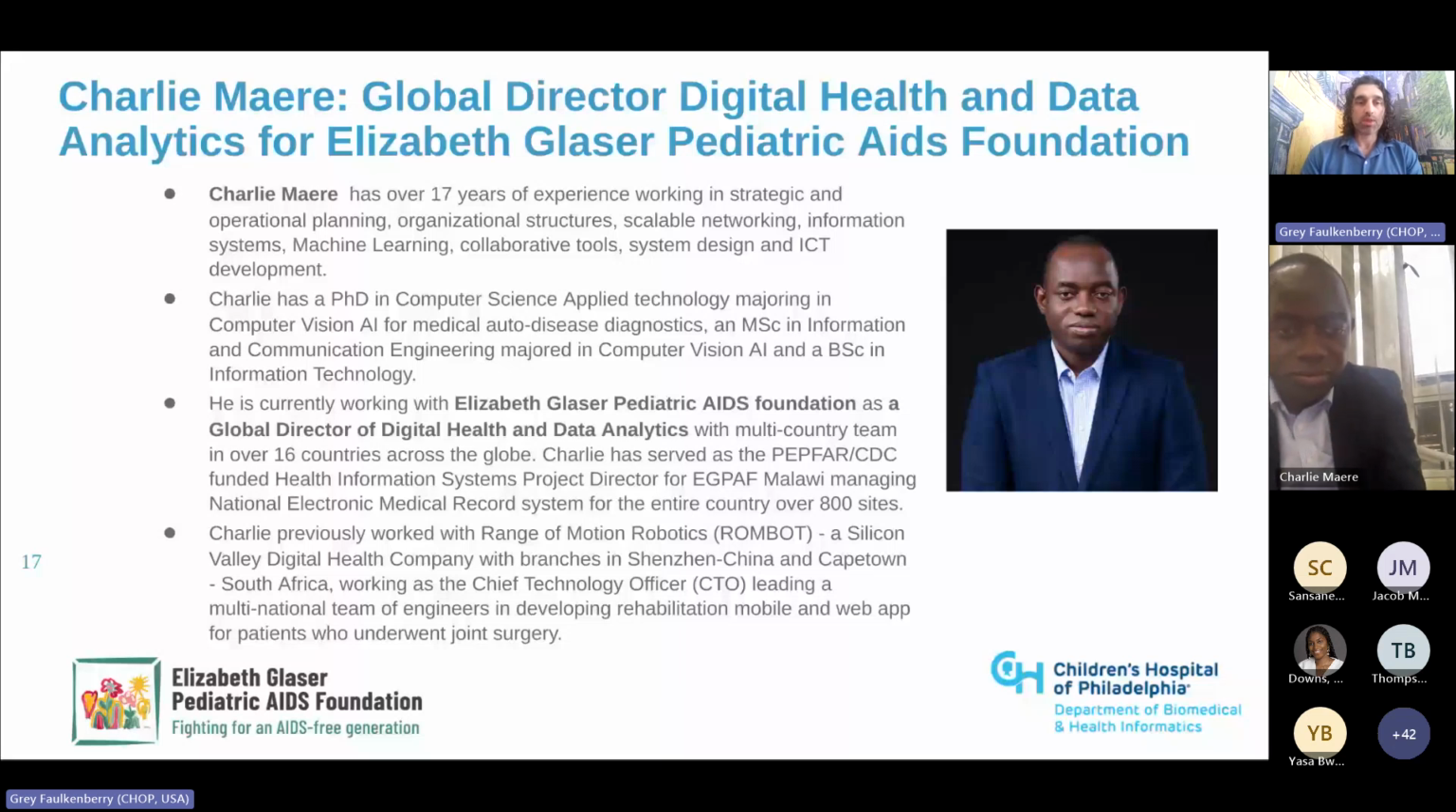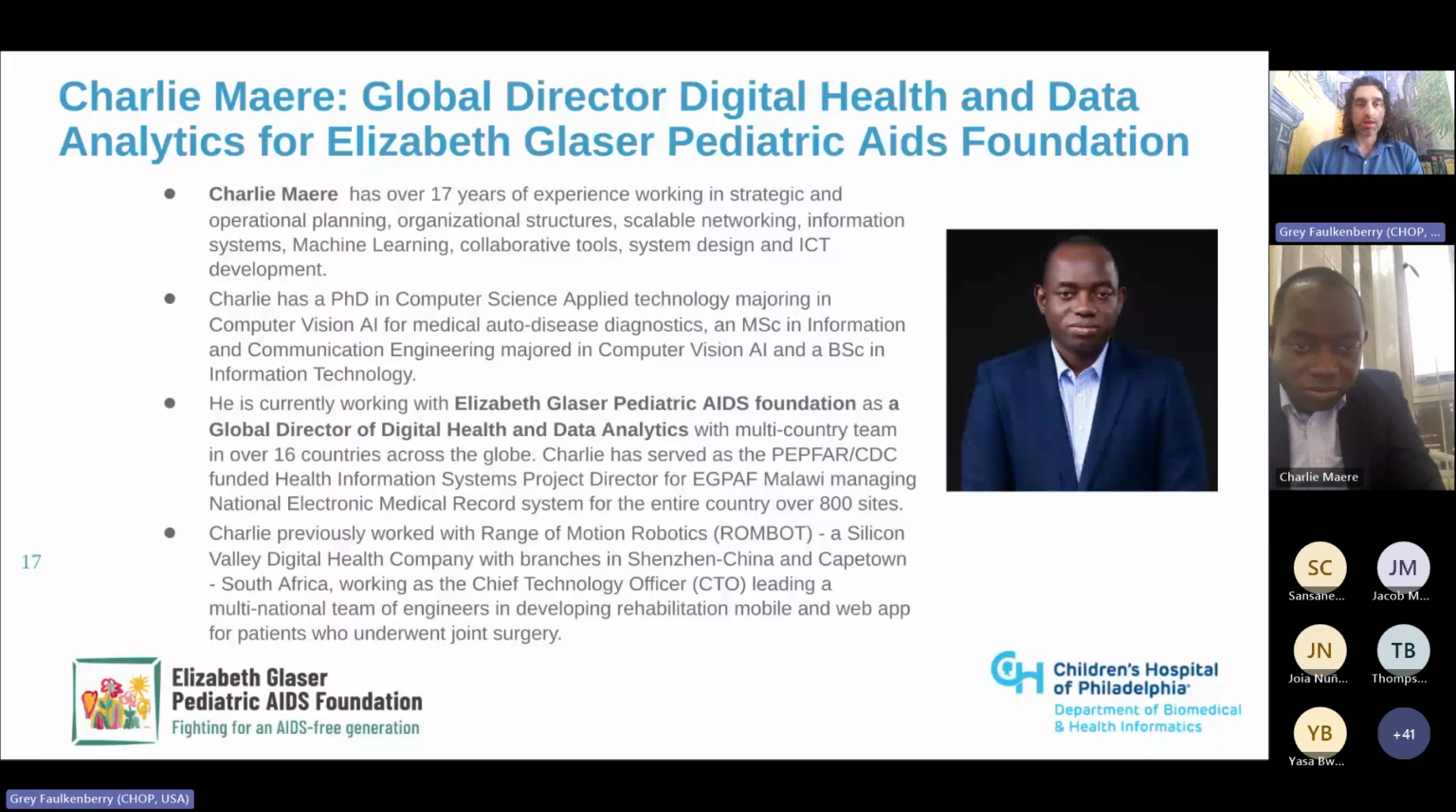He's currently working with Elizabeth Glaser Pediatric AIDS Foundation as a global director of digital health and data analytics with multiple country teams in over 16 countries across the globe. He has served as the PEPFAR CDC-funded Health Information Systems Project Director for EGPAF Malawi, managing national electronic medical record systems for the entire country at over 800 sites.